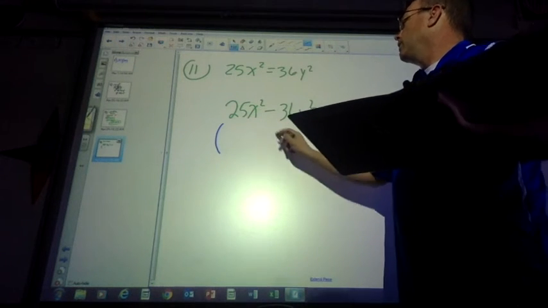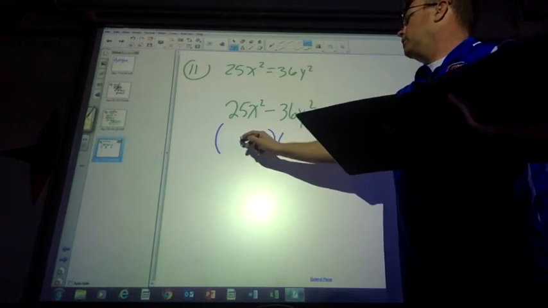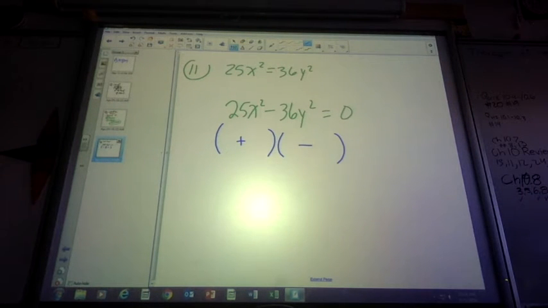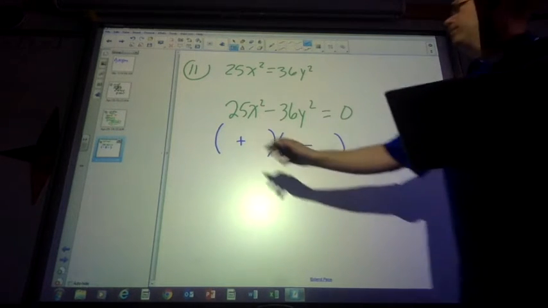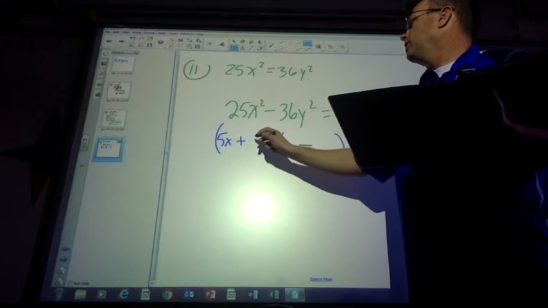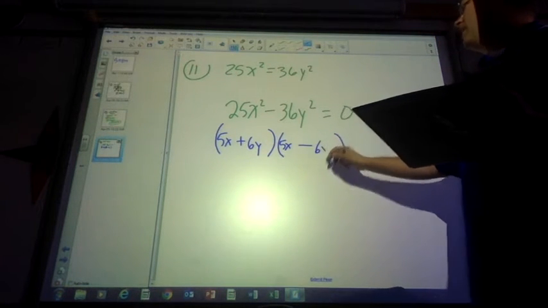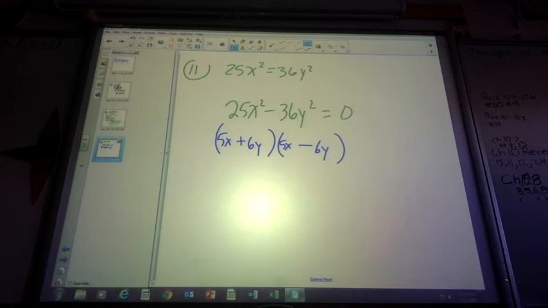All right, so this is going to be the difference of two squares because 25x squared is the same thing as 5x times 5x. 36y squared is the same thing as 6y times 6y. So I'm going to get 5x plus 6y, 5x minus 6y. I'd probably just leave it like that. You don't have to take it much further.